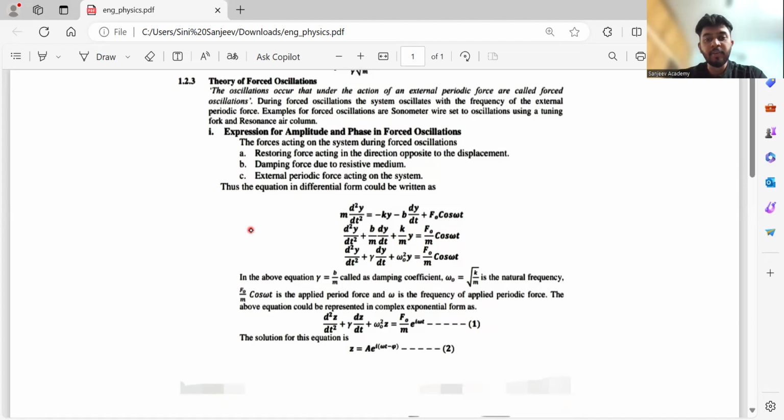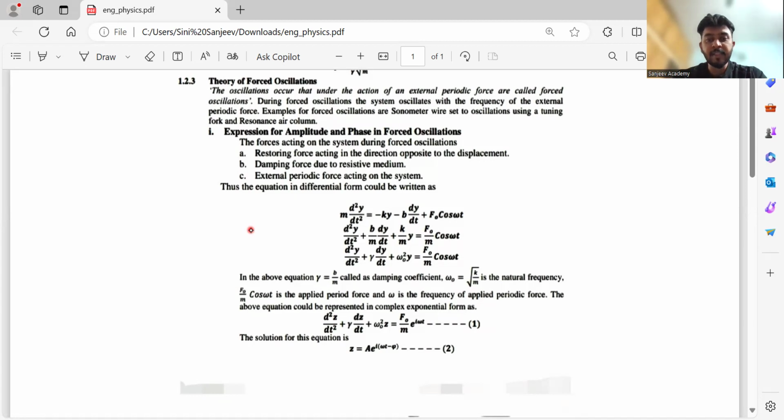So that I should only get d square y by dt square. I'll be getting minus k y by m, minus b by m dy by dt, and f naught by m. And this b by m, I'm going to replace it with gamma. That is called the damping coefficient.